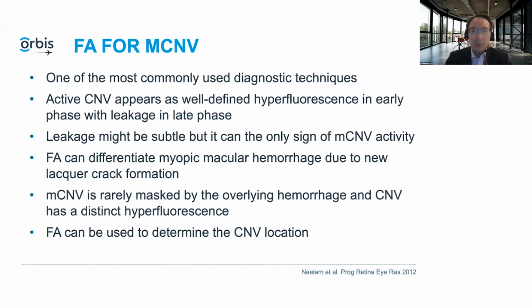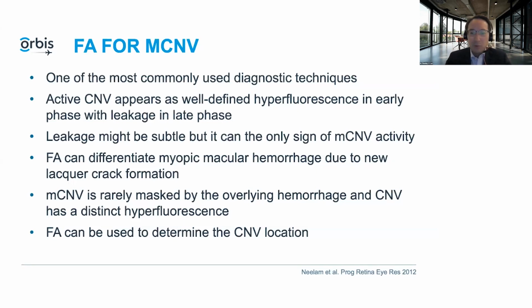Fluorescein angiography is the most commonly used diagnostic tool, and the active CNV will show up as a well-defined hyperfluorescent lesion in the early phase with leakage in the late phase. Sometimes the leakage can be very subtle, but it might be the only sign of myopic CNV activity. With the use of FA, you can see the leakage and therefore differentiate from other causes of macular hemorrhage.